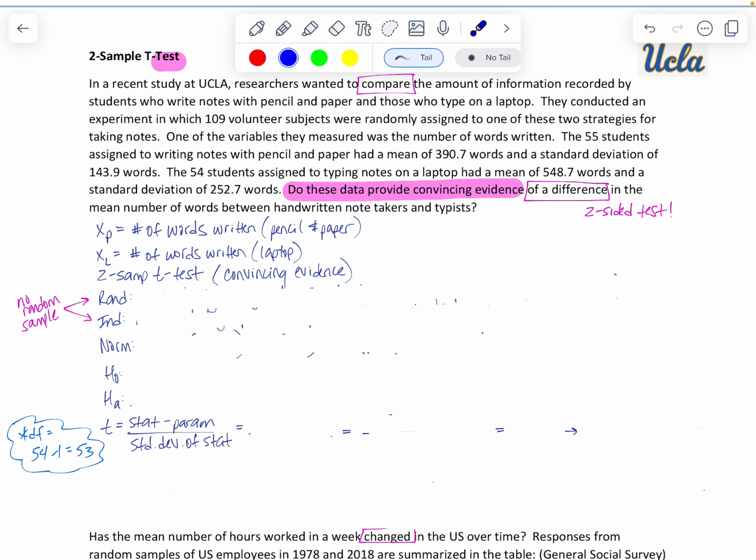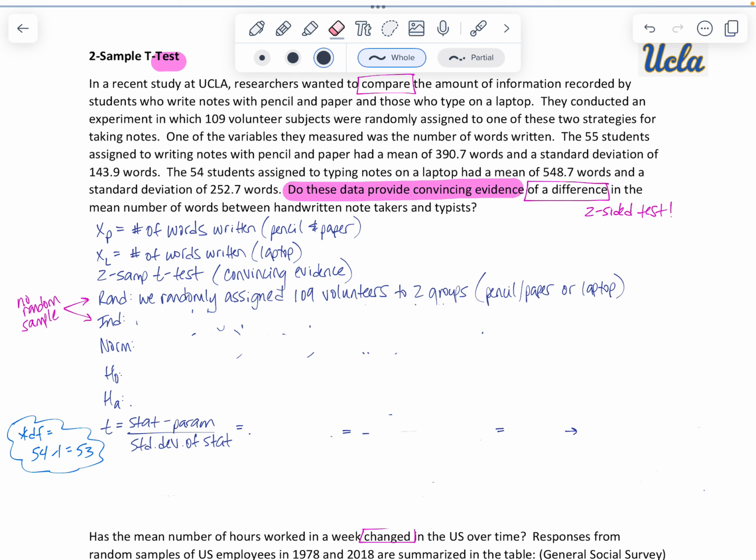Okay. Now let's talk about conditions, because as you've learned throughout this chapter, when you do an experiment, the wording changes slightly for some of the conditions here. So let's look at random. What is random about this problem? We did not randomly select people. We had a bunch of volunteers. What happened to them? They were randomly assigned. So be specific about what is random about the problem. We've randomly assigned 109 volunteers to 2 groups, either pencil and paper or laptop.